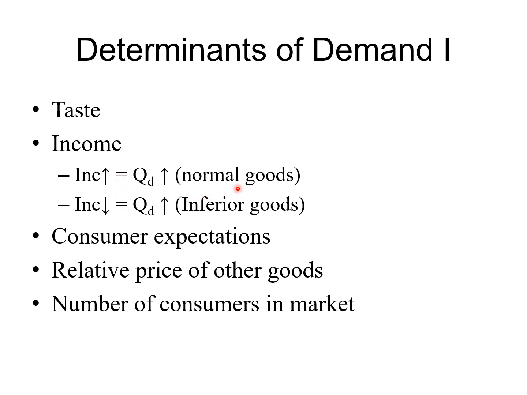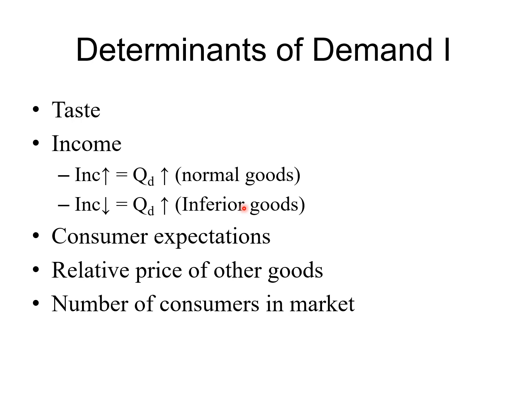Now that holds true, and this is generally true for the law, for normal goods. Most goods that you think about are normal goods. But the opposite is true for inferior goods, so that as my income drops, my demand for an inferior good will go up.